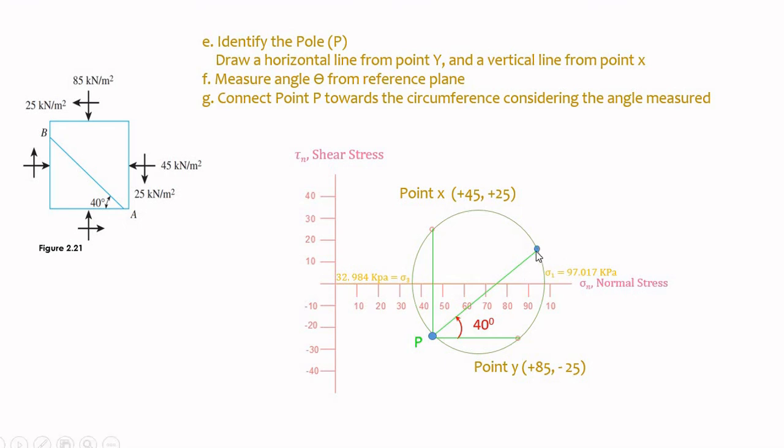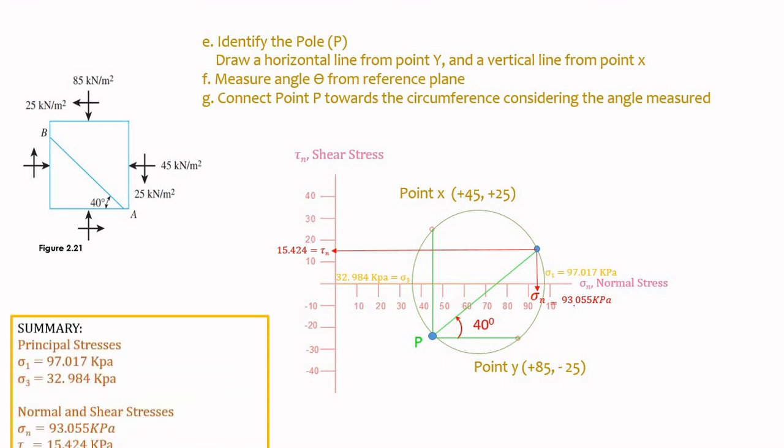And then, of course, this point will have its coordinates. So to get the coordinates of this point, we project it first to the normal stress axis and then we get the reading. This now becomes your normal stress, which is 93.055 kPa. And we project it also towards the shear stress. We get the reading. This is 15.424 kPa. And then don't forget the summary.